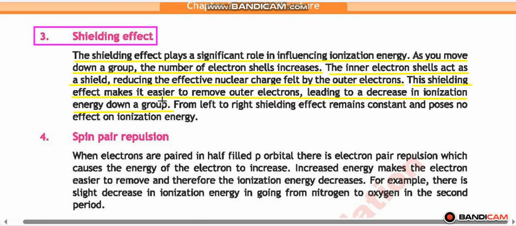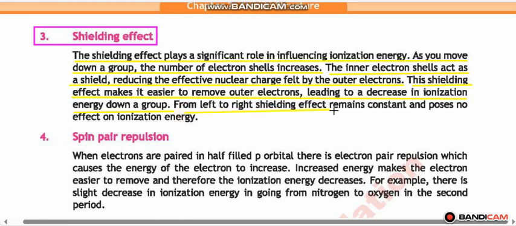Students, it states that when we move from top to bottom in a group, the number of shells is increasing. The number of shells between the nucleus and the valence electron is increasing. More shells shield this electron more effectively, so the effective nuclear charge is decreasing. Hence the removal of the electron becomes easier.